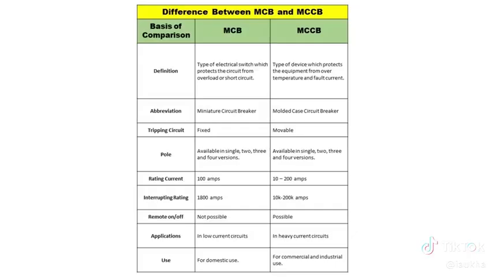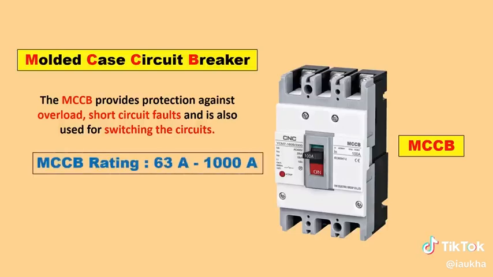You can find a MCCB of even 1000 ampere rating in the market, but if you go now to buy a MCCB, then you will find a MCCB of higher rating also. Because right now there are lots of companies which are manufacturing MCCB of more than 1000 ampere.